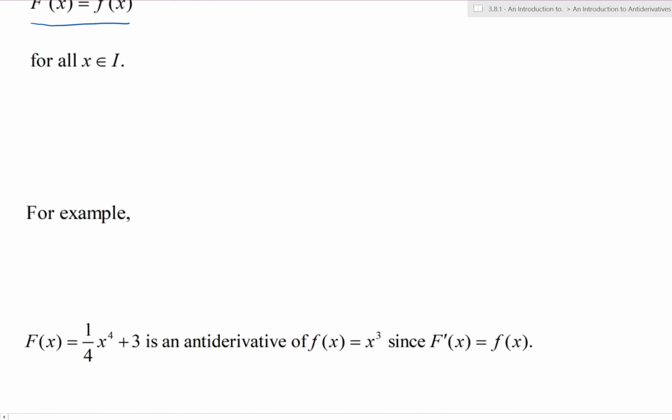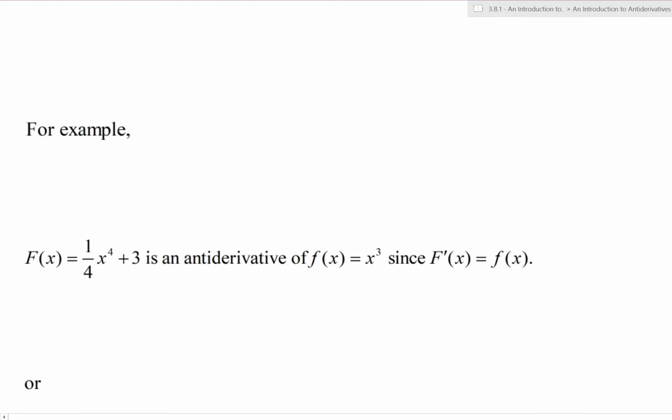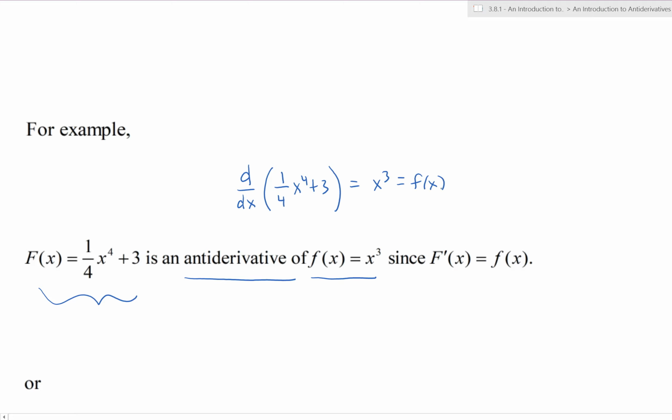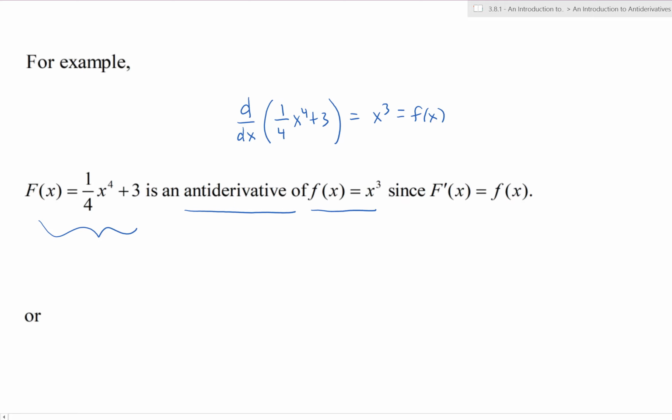So for example, just to see another one, big F of x equal to 1/4 x to the 4th plus 3, that is an antiderivative of f of x equal to x cubed, since the derivative of big F of x here is equal to little f of x. So if I differentiate with respect to x, big F, so that's the derivative with respect to x of 1/4 x to the 4th plus 3, guess what we get? We get x cubed, and that's our little f. So there's an example of a particular antiderivative of x cubed.